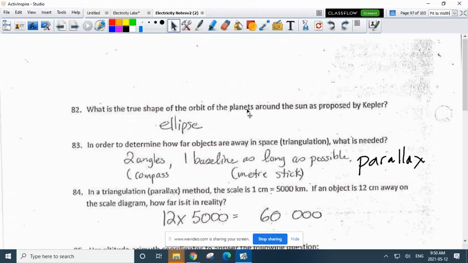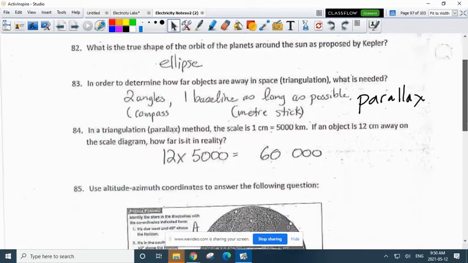In order to determine how far objects are away in space, to do triangulation, what is needed? You need 2 angles. You need a baseline as long as possible, so you need a meter stick to do that. And the concept is called parallax for it to work. In a triangulation parallax method, the scale is 1 centimeter equals 5,000 kilometers. If an object is 12 centimeters away in the scale diagram, how far away is it in reality? Well, you go 12 times 5,000, it's 60,000 kilometers away.